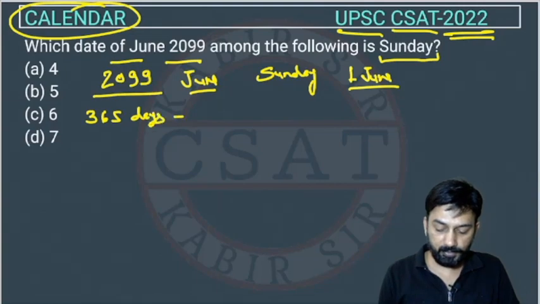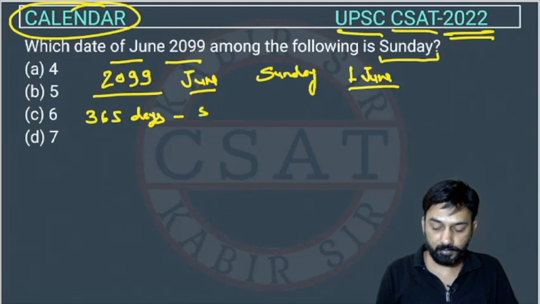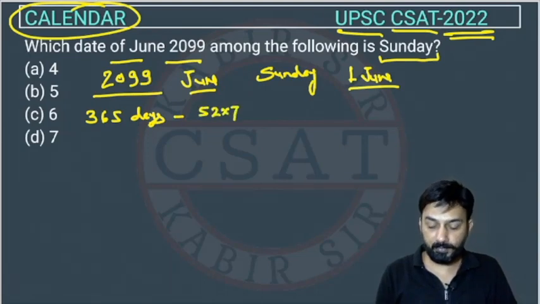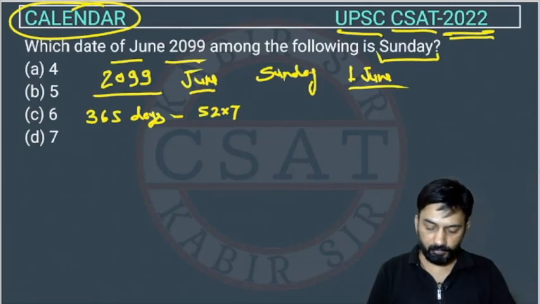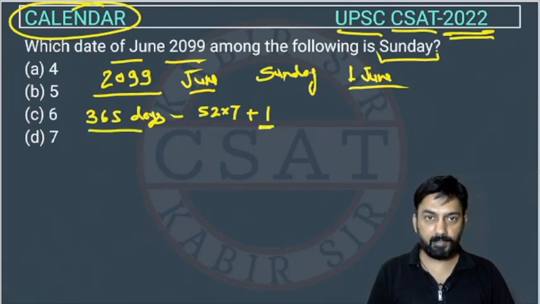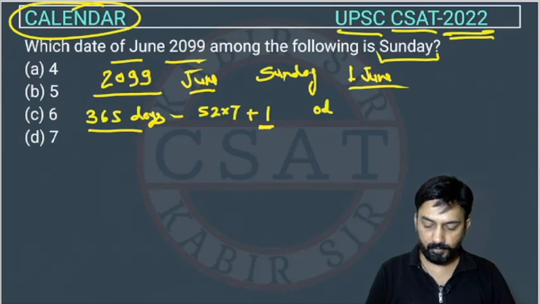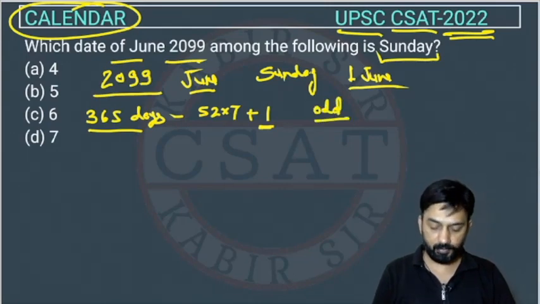In 365 days, how many weeks are there? There are 52 weeks, so this will be 52 into 7, right? So there is 1 day remaining. So there will be 1 odd day. So in 365 days we are having 1 extra day. This extra day we call an odd day. So 1 odd day in 1 normal year.